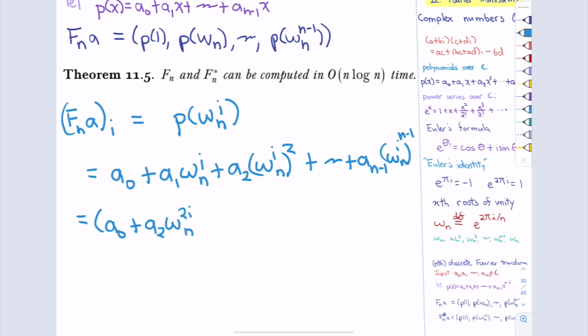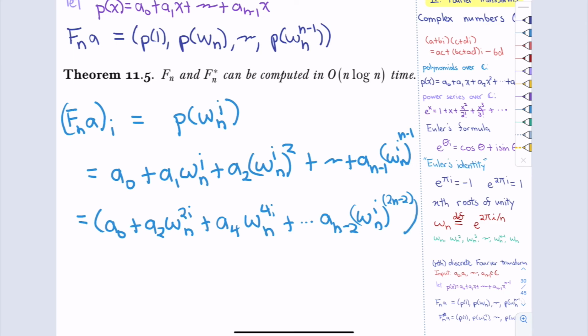Omega 2i and a4 omega 4i and so forth. Okay, so this is all the even powers. And I can below have all the odd powers.